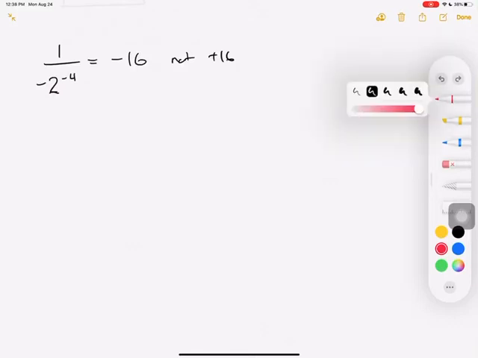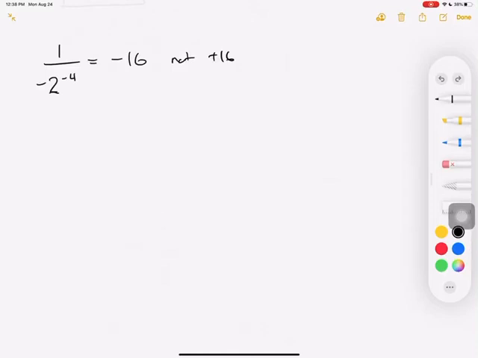Now the question is, is this negative exponent applied to 2 or to negative 2? Is that negative sign part of the number or not? The answer is that the sign is not part of the number. That sign is not going to migrate, it's just going to stay in the bottom.